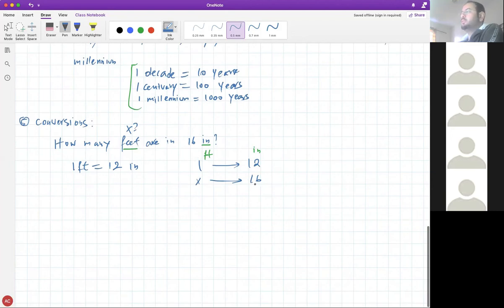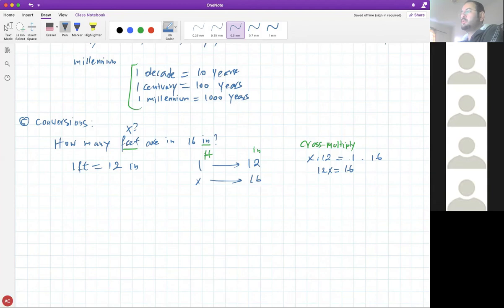The rest is simple, we just need to cross multiply to solve this. So we're going to multiply this way, and this way. So it's going to be X times 12, and then 1 times 16. We call this cross multiply. We write the two ratios and cross multiply them. So X times 12 is 12X. 1 times 16 is 16. And then you continue solving so we can get the X.